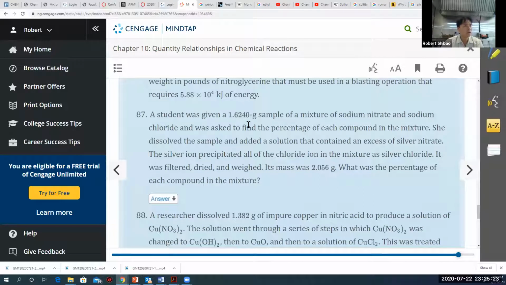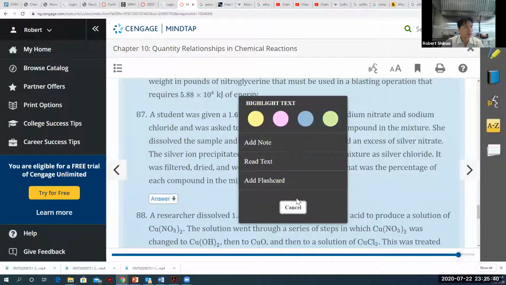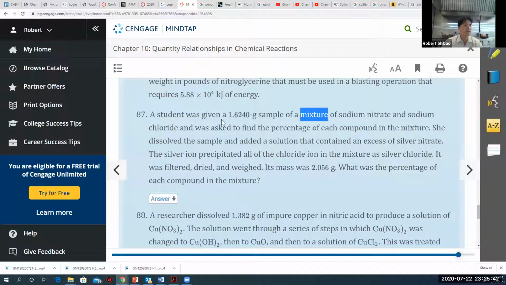Nitroglycerin here. Okay, the student was given a 1.6240 gram sample of a mixture of sodium nitrate and sodium chloride and was asked to find the percentage of each compound in the mixture. So this is not pure. This is a mixture, right?